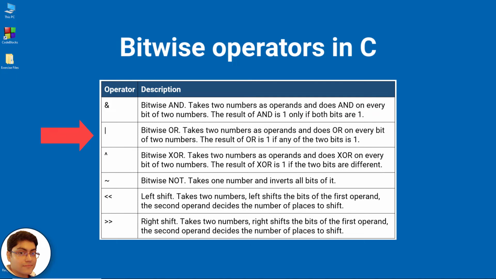Bitwise OR takes two numbers as operands and does OR on every bit of the two numbers. The result of OR is 1 if any of the two bits is 1.